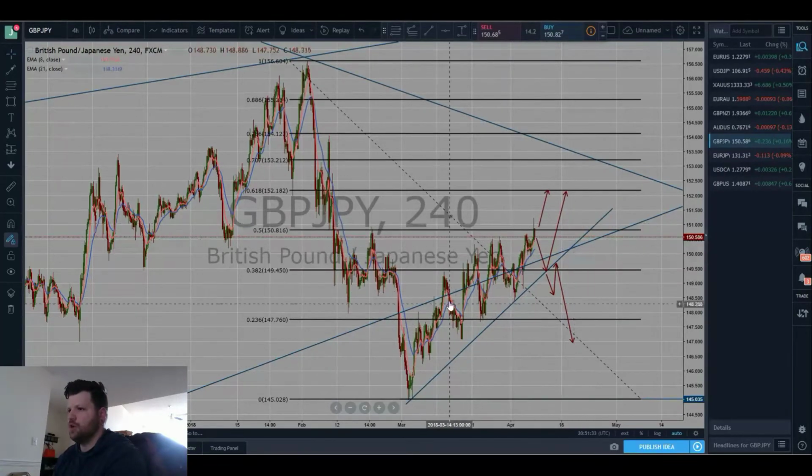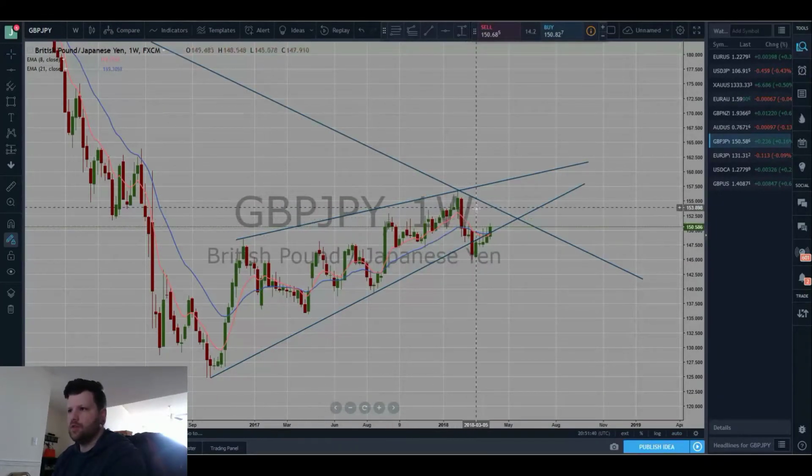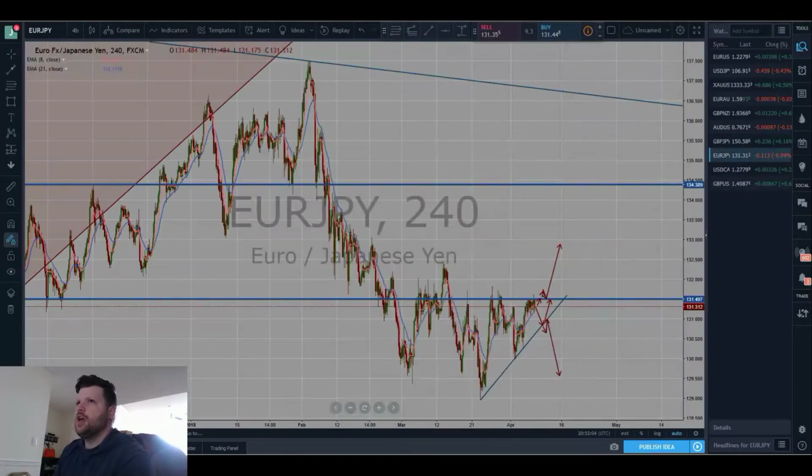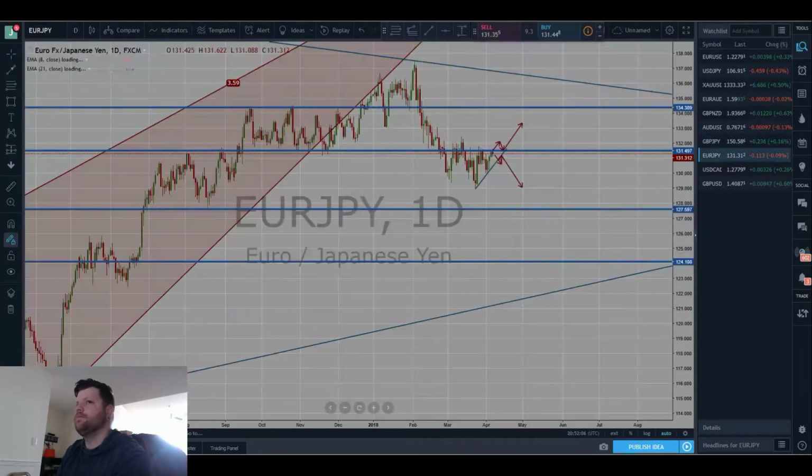Market structure is bullish on smaller time frames on GJ, and on larger time frames for that matter. Weekly we can see is also bullish. So I'm not buying GJ. I'm not selling GJ. I'm waiting for confirmation to sell. And I will not buy GJ until this trend line up here is broken and I have a clear-cut reason to buy it. And right now I just don't. So that's GJ for this week. Let's move on to EJ, EURJPY.